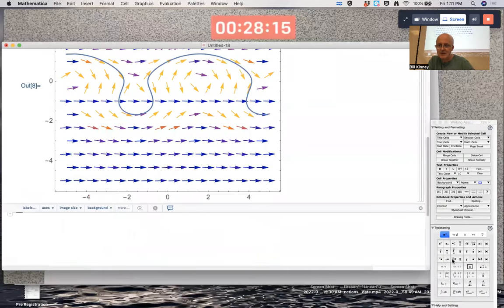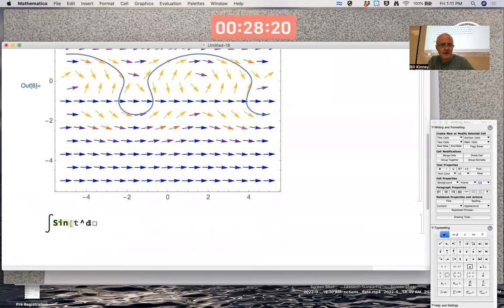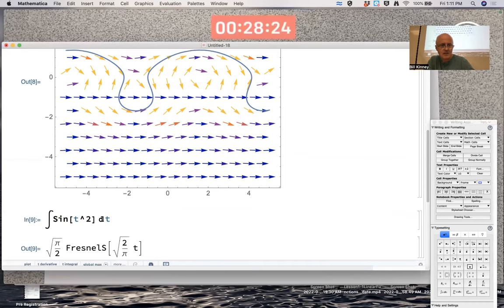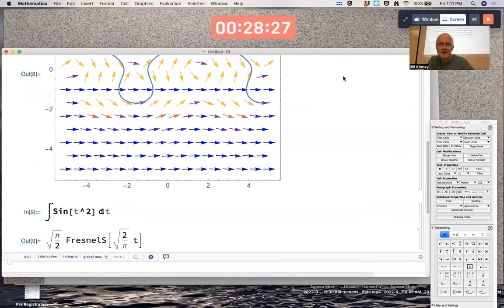There are just some integrals that you can't really do. For example, integrate sine of t squared. Mathematica, what's the answer? Oh, Fresnel S. What's going on there?